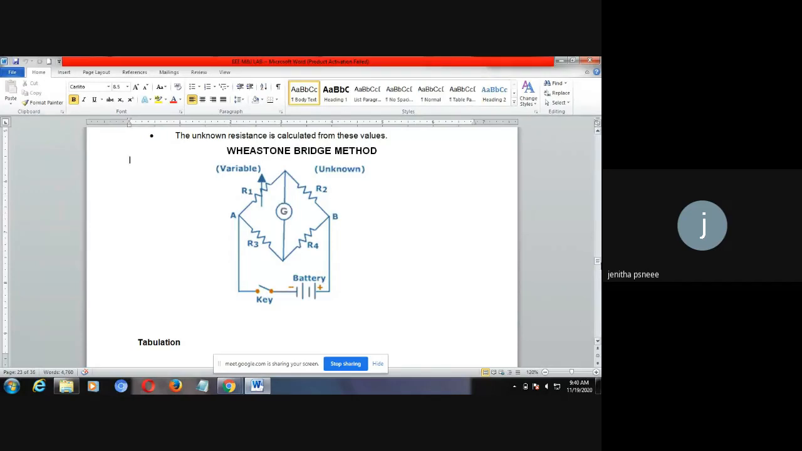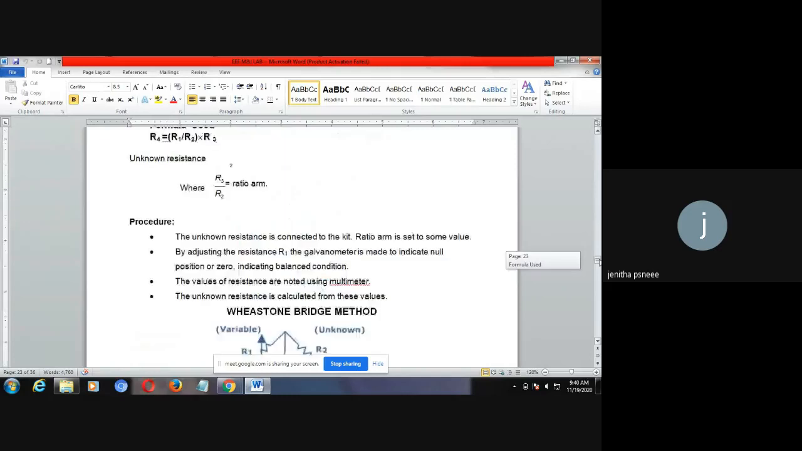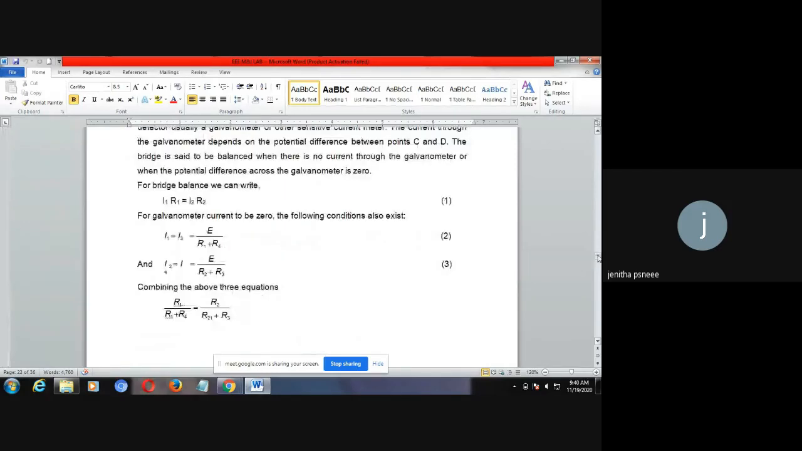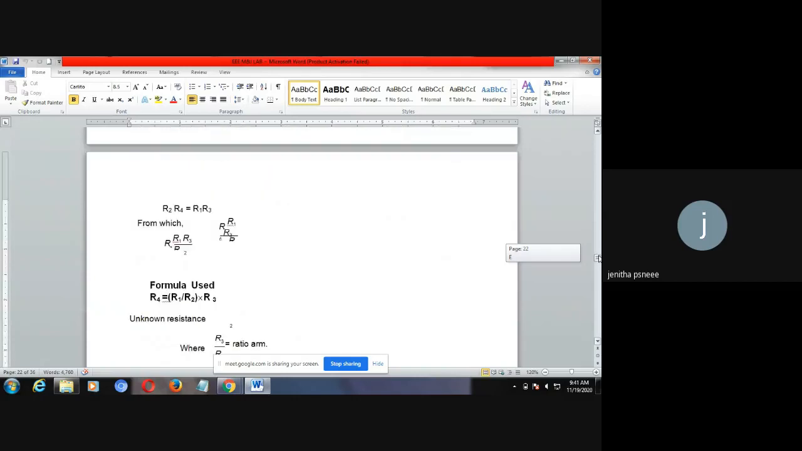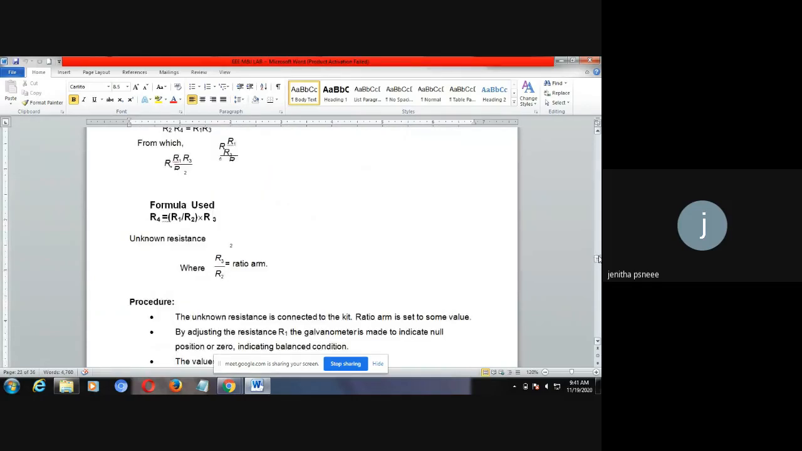Now we are seeing the DC bridges. First we can see the balancing condition. We already derived the equations in the theory part. How will you derive the bridge balance condition? It will be derived using the condition I1 R1 equal to I2 R2. That is the bridge balancing condition for this Wheatstone's bridge. According to it, you derive the equations, and the formula we get is R4 equal to R1 by R2 into R3, where R4 is the unknown value.